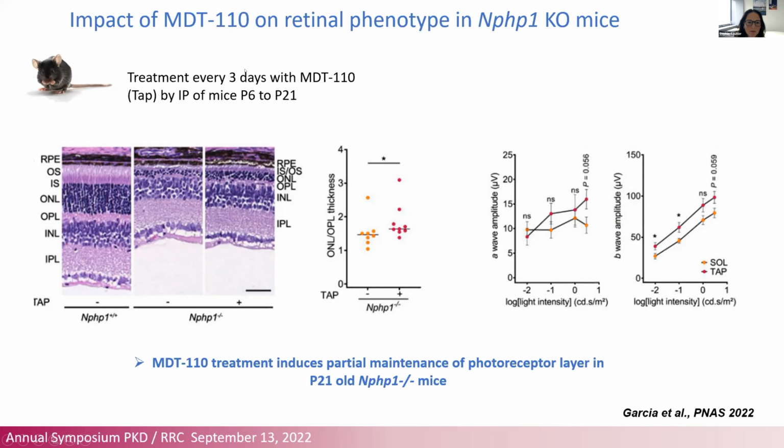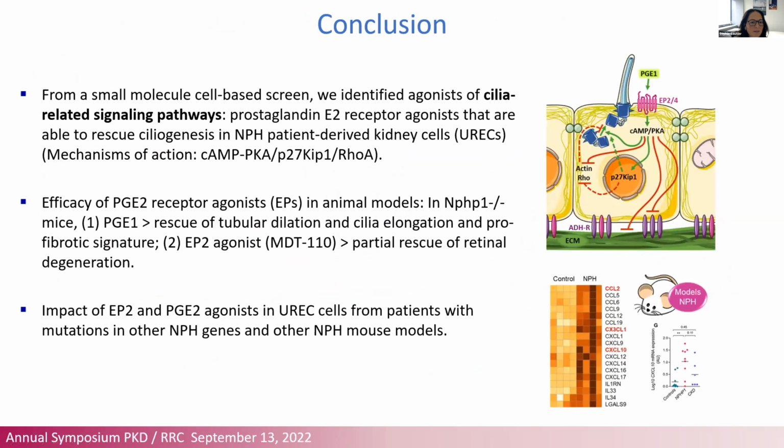So we treated the mice every 3 days with the EP2 agonist by IP, from P6 to P21, and we show a partial maintenance of the outer layer of the photoreceptors, and really a partial restoration also of the light perception with an improvement of the magnitude of the beta wave. So to conclude, these are really promising results.